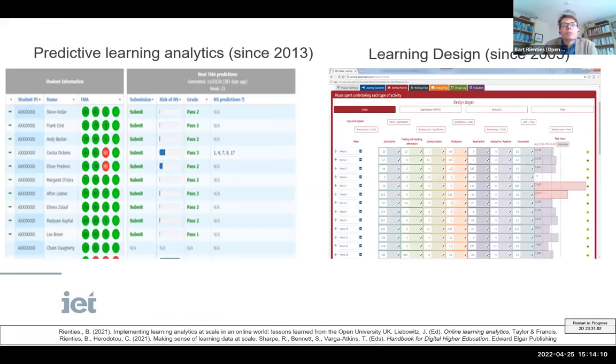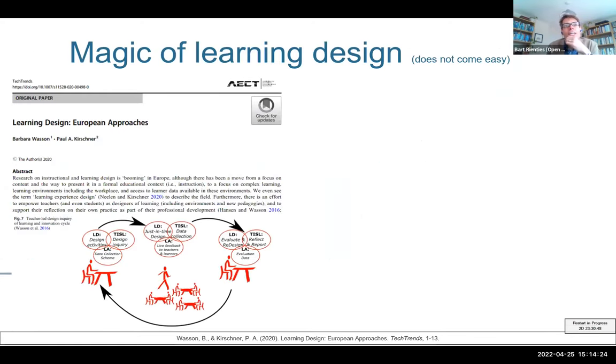So the next part that I would like to talk about is learning design, because I think learning design is perhaps, oftentimes, the missing piece in using really powerful learning analytics. And the reason why I say this will hopefully become clear in a minute. And then a recent review of how learning design is being used in Europe.